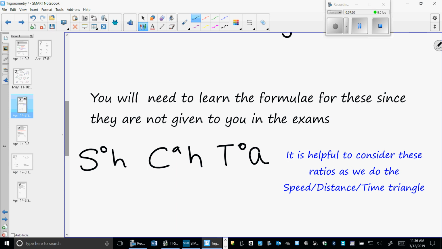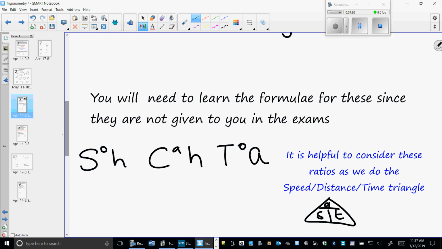Now, you may be looking, why on earth is she spelling it like that, why has she got that small letter up in the air? Well, it's helpful to consider it like the speed, distance, time triangle. Speed is distance over time, so to find the speed, we cover up S and it's distance over time. To find distance, we cover up D and it's speed multiplied by time. The same principle helps with SOH CAH TOA.